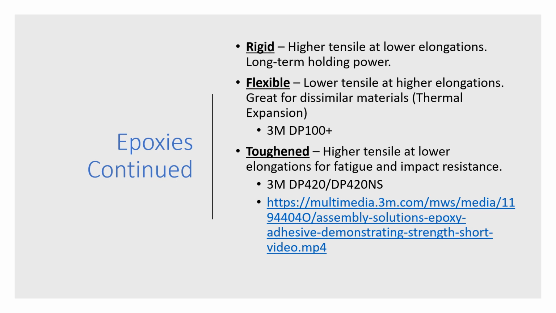And then you have your toughened epoxy. This has high tensile strength and very high fatigue and impact resistance. A product called 3M DP 420 is part of the epoxy toughened lineup. So, very high fatigue resistance. And you can click the video below to see a video demonstrating the strength of 3M DP 420, which is a toughened epoxy adhesive.